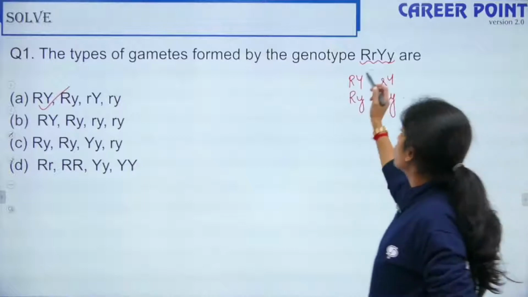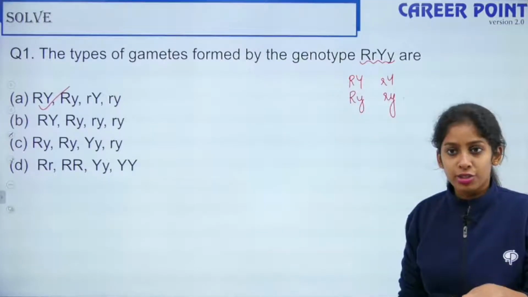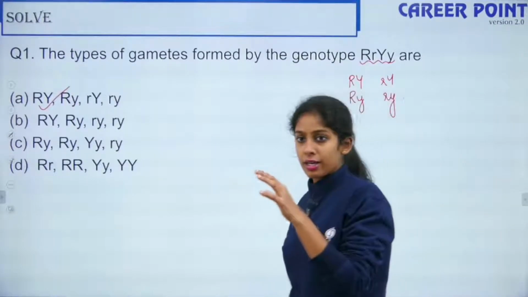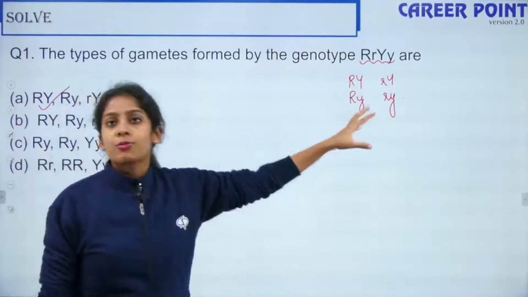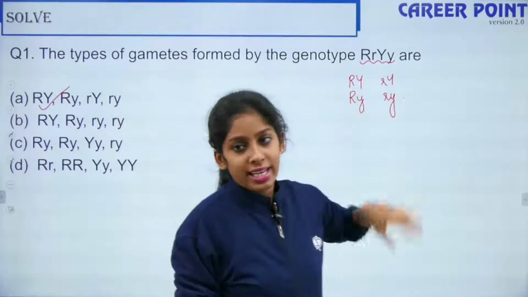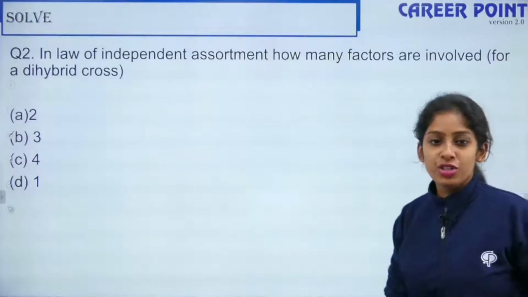I have the genotype of one of the parents here. This parent looks like a heterozygous condition, like your F1 offspring. So what are the different types of gametes this F1 offspring can have? Let's move forward to question number 2.